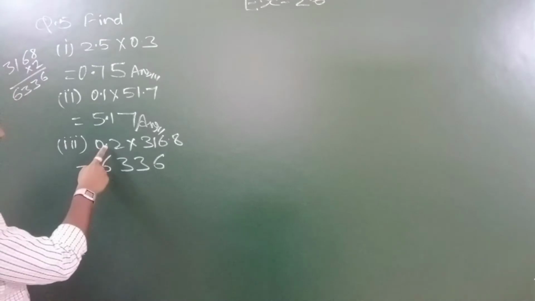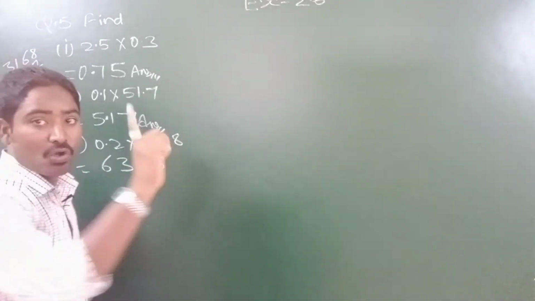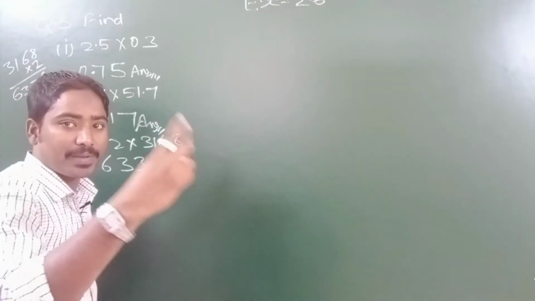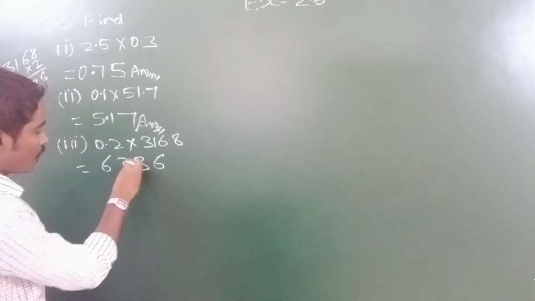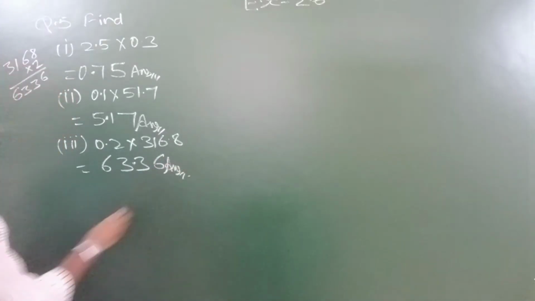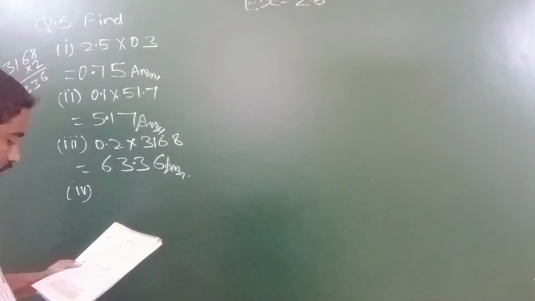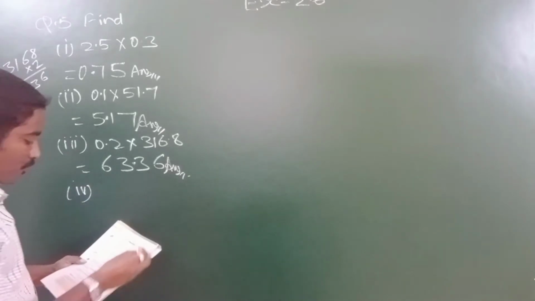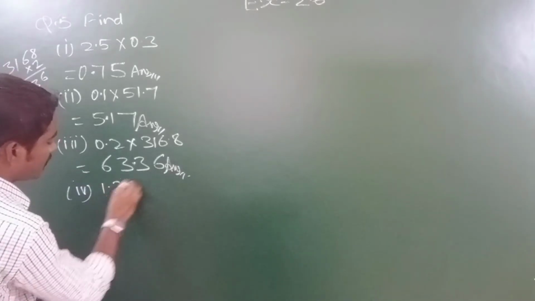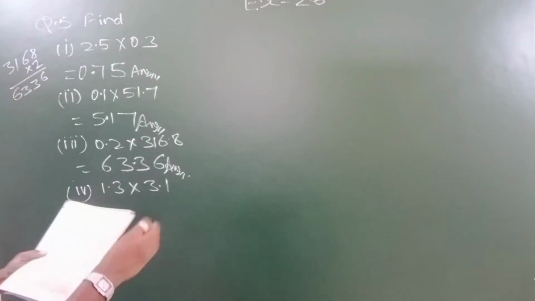Now see here after the decimal we have one digit, and here also after the decimal we have one digit. So in the result we will place the decimal after two digits, 1 2, place it here. This one will be your final answer. Now moving to the next segment, number 4, students. Segment number 4 is 1.3 into 3.1.